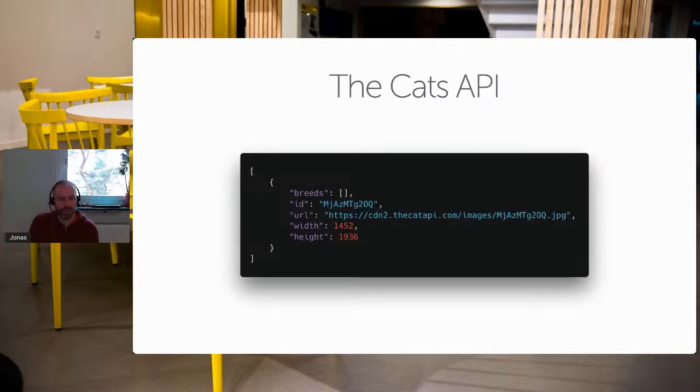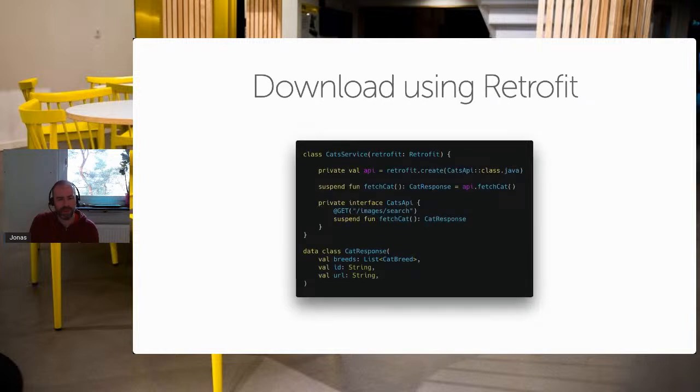This is the JSON response for this API, where we have some ID and a URL. And this we can use to create an interface using Retrofit. Retrofit is actually a third-party library, but it's more or less the de facto standard of how you fetch from the network using Android. But it's not made by Google. It's made by another company called Square. But it's quite straightforward how to use this.